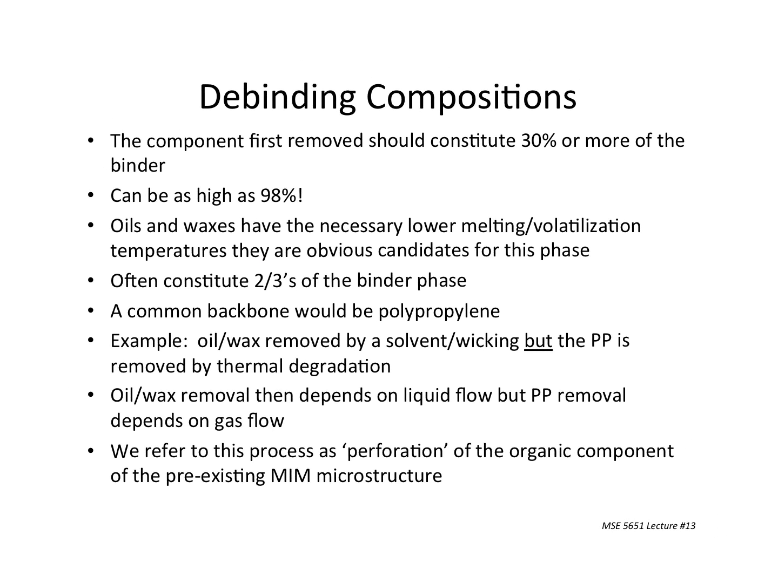So the component first removed should constitute 30% or more of the binder, and as it says here, can be as high as 98%, and probably in general it leans towards that because you don't need to leave a lot of polymer behind to make those necks. You do need to have a certain amount, but 30% is pretty low in the scheme of things. So typically you want to remove a lot more than just 30%.